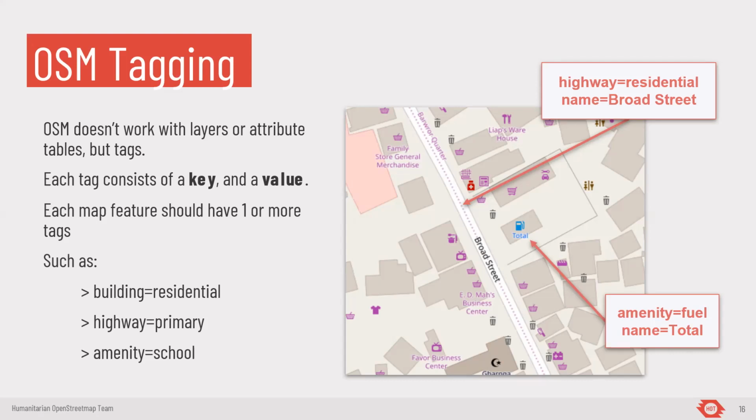Here is an example of a highway. Highway equals residential, and name equals the name of the road, maybe Broad Street. And you have amenity, where amenity is fuel, and the name of it is Total. So you have those. This is what we call tags.